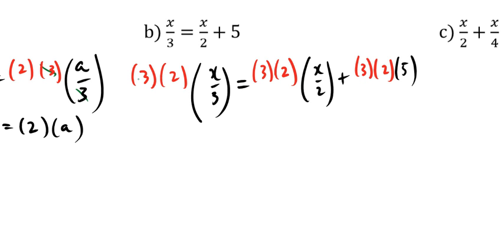And again, watch. 3 divided by 3 is 1, they're gone. 2 divided by 2 is 1, they're gone. So I'm left with 2 times x, which is 2x. 3 times x, which is 3x. And then 3 times 2 is 6 times 5 is 30.